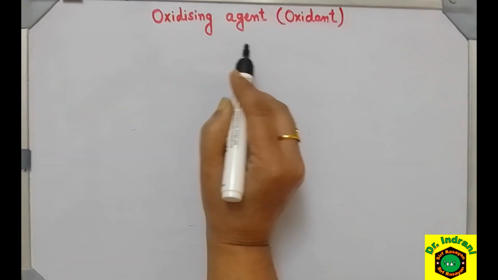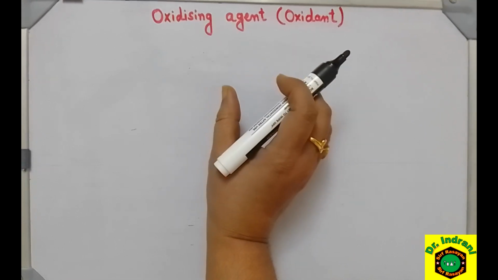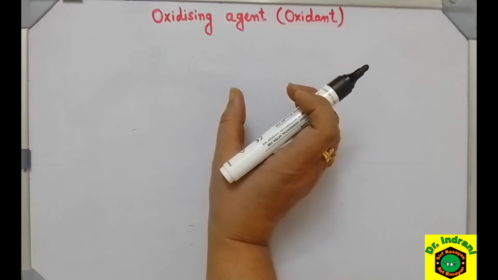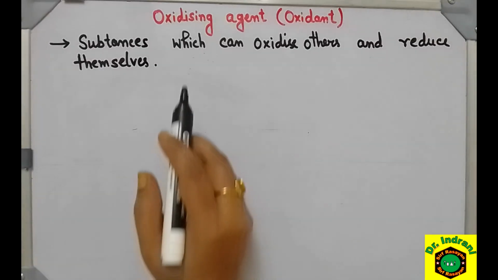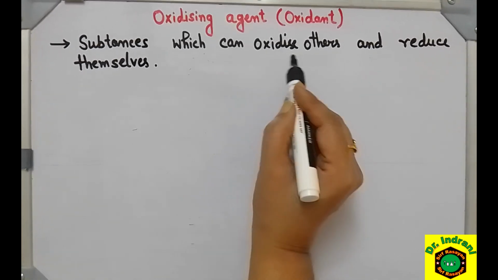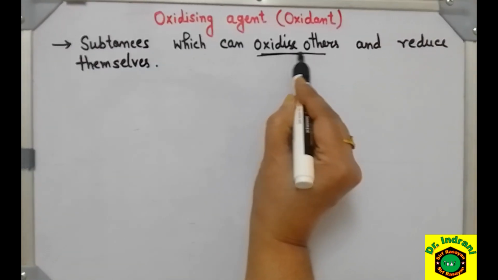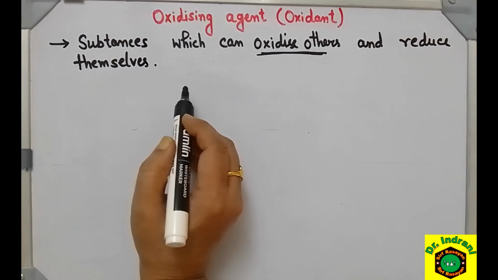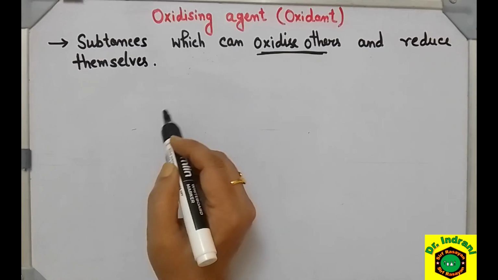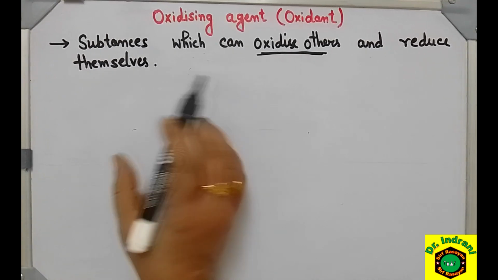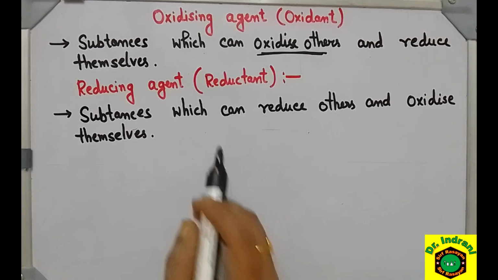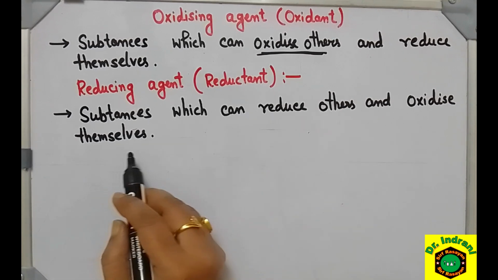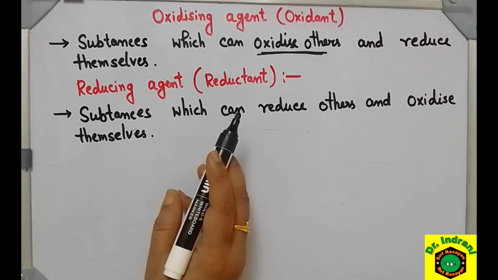Today I will explain how to determine oxidizing agent or oxidant and reducing agent or reductant. So first we should know what is oxidizing agent or oxidant. Substances which can oxidize others, mind it, oxidize others and reduce themselves are called oxidizing agent. Now we should know what is reducing agent or reductant. With one example I will explain. Okay. Now see, substances which can reduce others and oxidize themselves are called reducing agent or reductant.